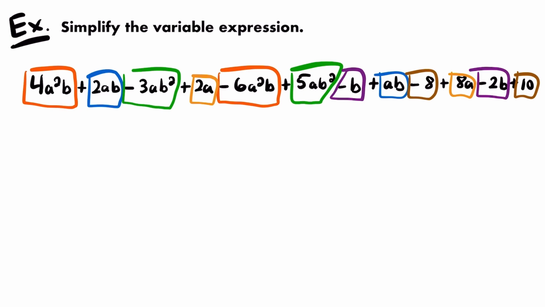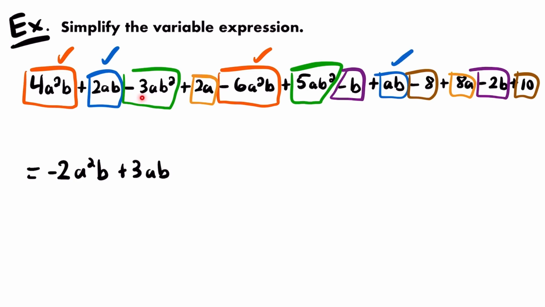Now let's actually combine them set by set. First up, we have 4a squared b and negative 6a squared b. We want to add the coefficients. 4 and negative 6 give us negative 2. So this is equal to negative 2a squared b. So we can check those two terms off. Moving on, we have 2ab and then just ab. So that would be 1ab. So ab plus 2ab is 3ab. So we have plus 3ab. Then we can check those off.